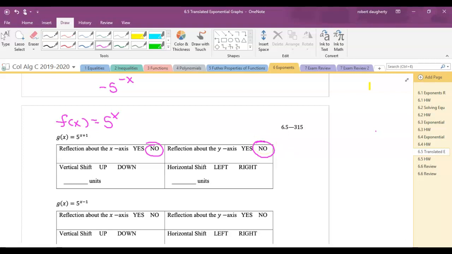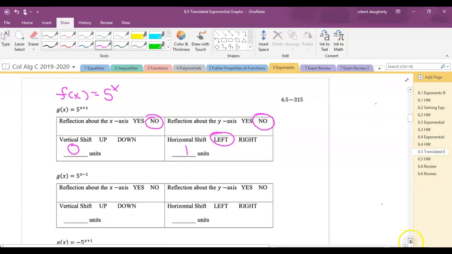Okay. Has it moved up or down? No, it has not moved up or down, right? But what has it moved? Okay, it's moved to the left by 1 unit. So that x plus 1 moved it to the left. Okay. So let's look at a few other examples here.